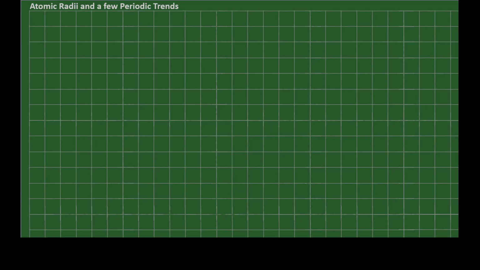Hello good people, I'm going to talk about atomic radii and a couple of associated periodic trends. Note that the word radii is the plural form for radius. I'm going to focus on the main group elements. So let me bring in a graphical representation of their radii.